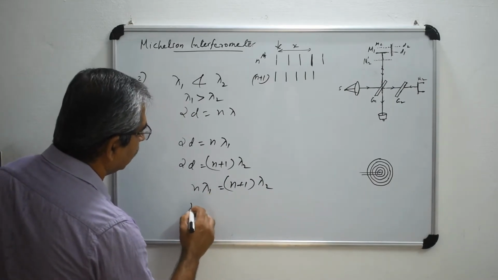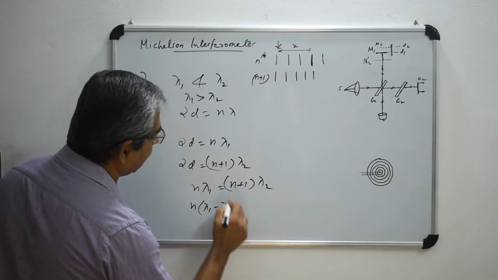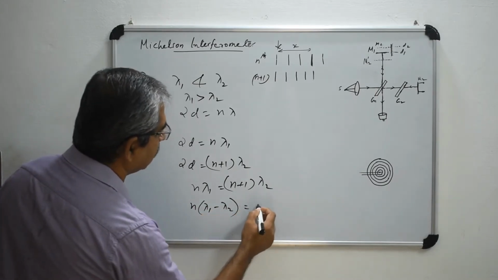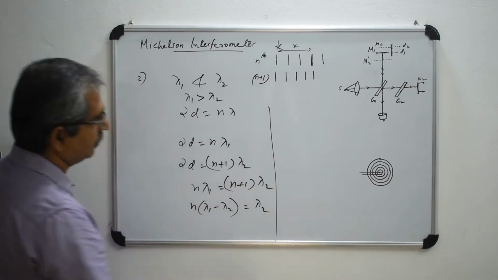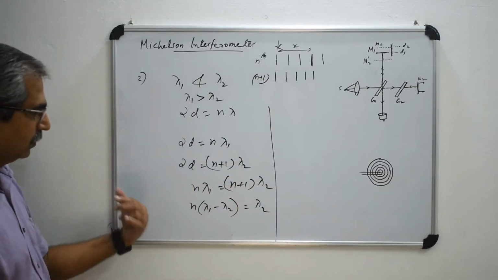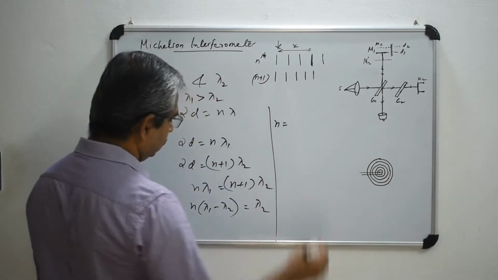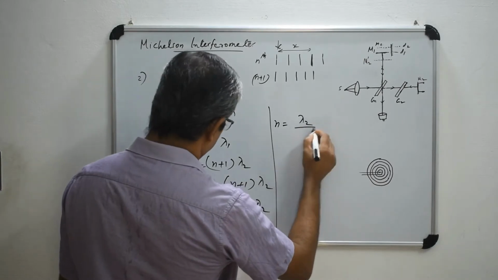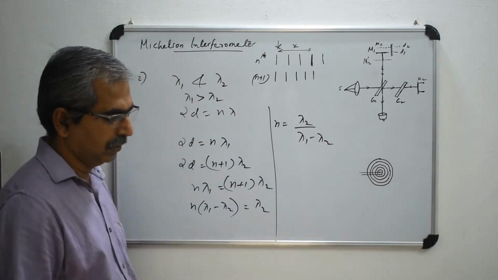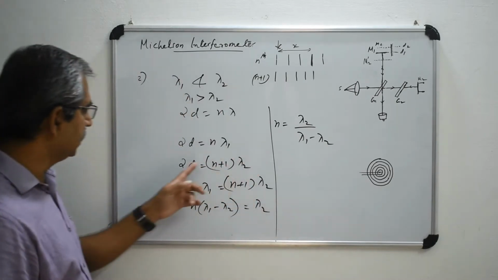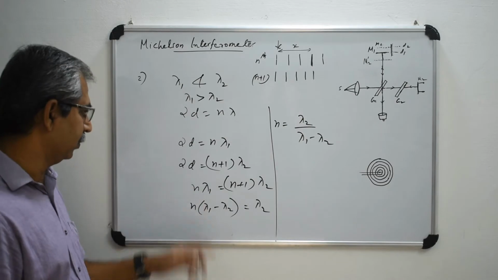What is the value? n(λ1 − λ2) is equal to λ2, isn't it? Okay, you're taking this one to the left side. So what is n? n is equal to λ2 by (λ1 − λ2), isn't it? n is equal to λ2 by (λ1 − λ2).